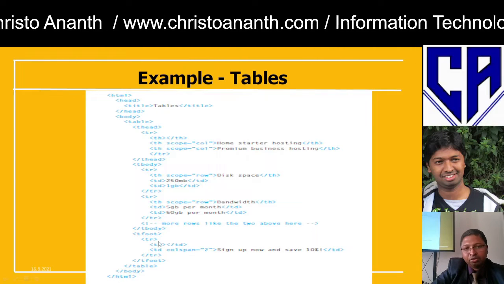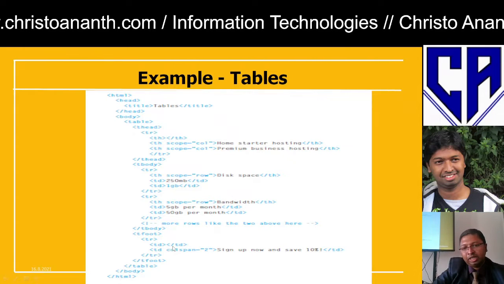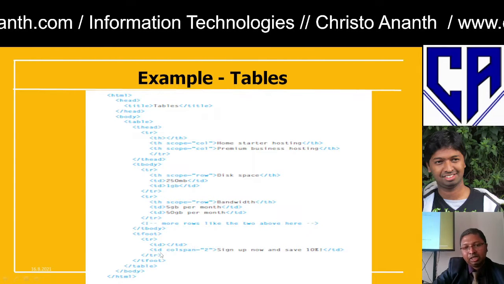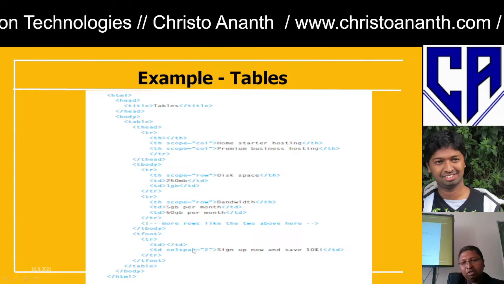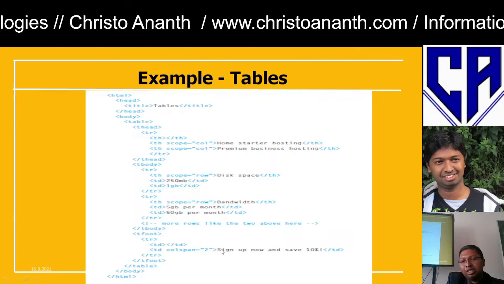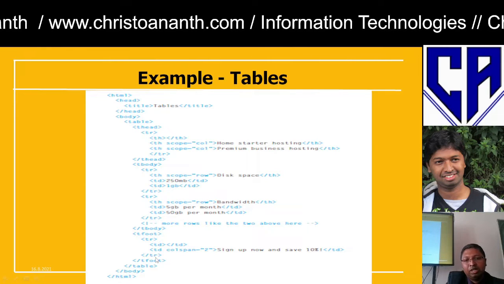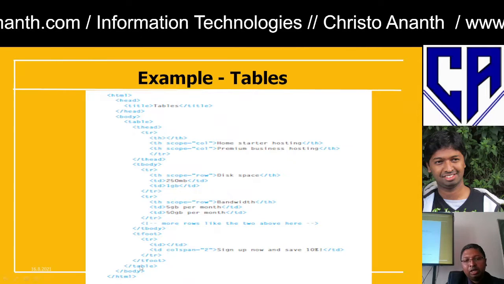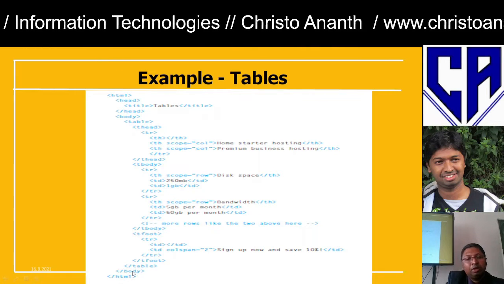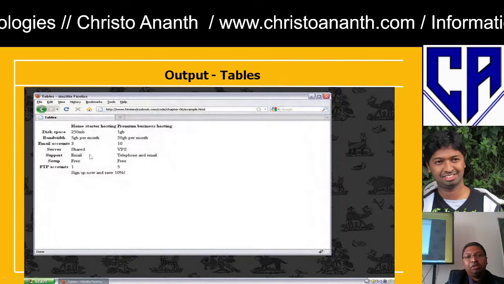Then you have T foot. That's a footer. You have the table row. Table data, close table data, that's an empty thing. Table data, column span. You are going to go for the column span, a width that you are specifying. Sign up now and save 10%. Then you close the TR, close the T foot, close the table, close the body, and you close the HTML.